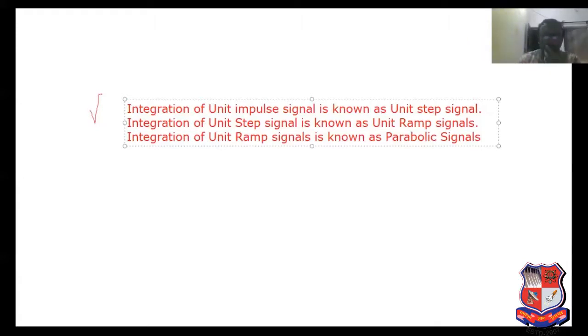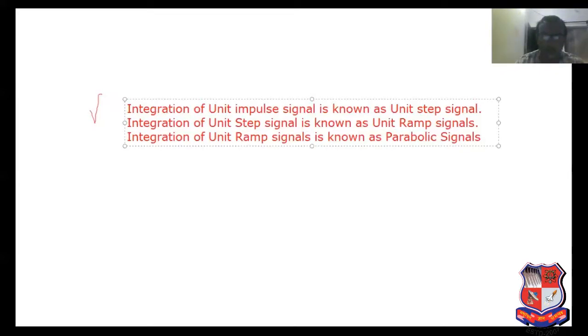So the opposite: differentiation of parabolic gives unit ramp. Differentiation of ramp signal gives unit step, and differentiation of step signal gives the unit impulse. So it is the basic lecture related to signal and system, and signal operation totally explained with the help of examples.